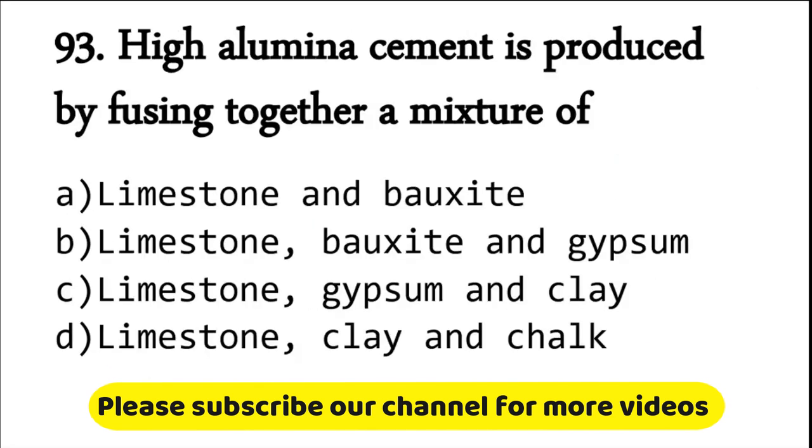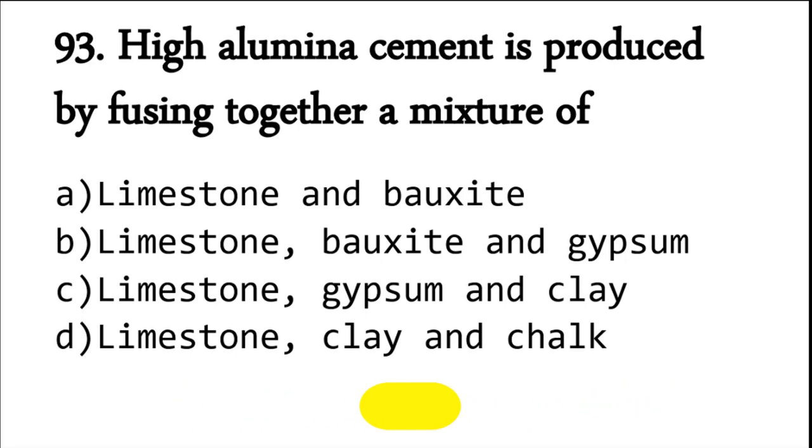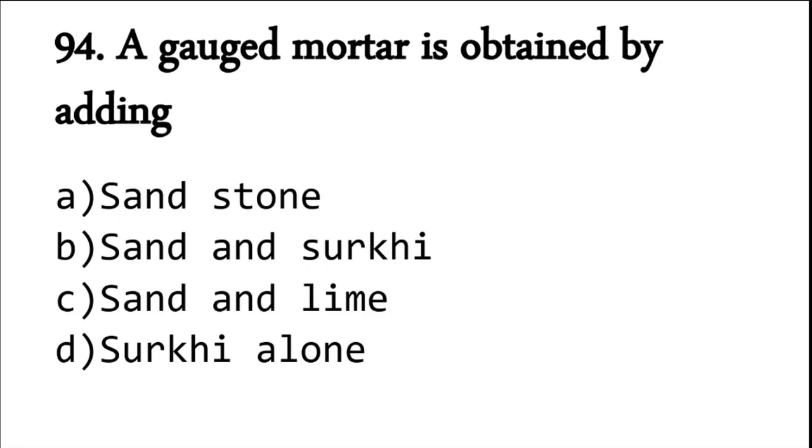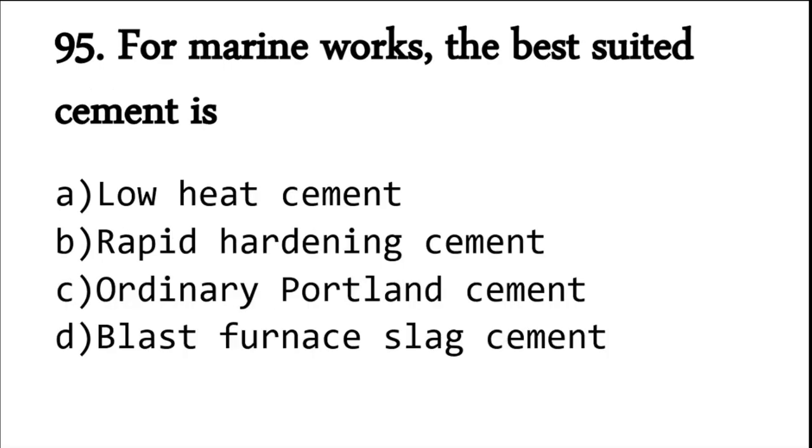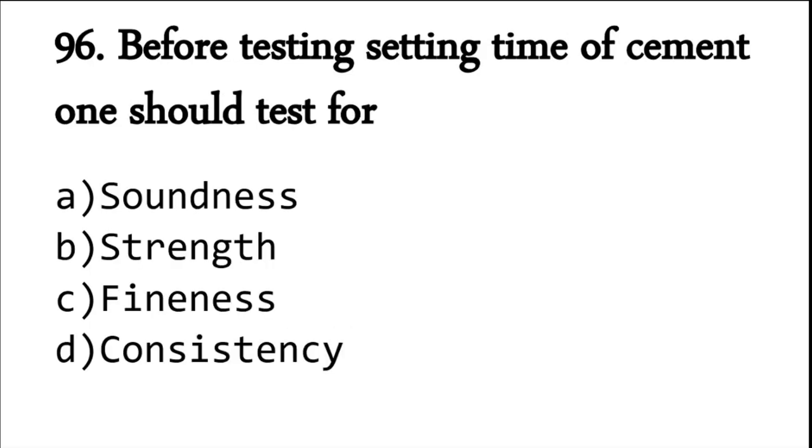Okay, next is, high alumina cement is produced by fusing together limestone and bauxite. A is the correct answer. Next is, a gauged mortar is obtained by adding sand and lime. C is the correct answer. Next is, for marine works, the best suited cement is blast furnace slag cement. D is the correct answer. Okay, let's move to the next one. Before testing setting time of cement, one should test for its consistency. D is the correct answer.